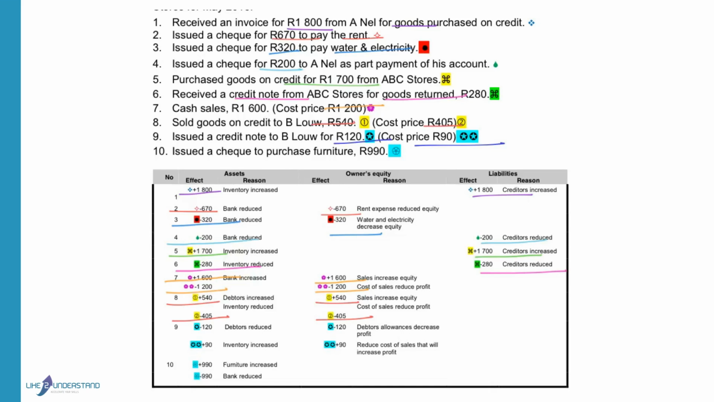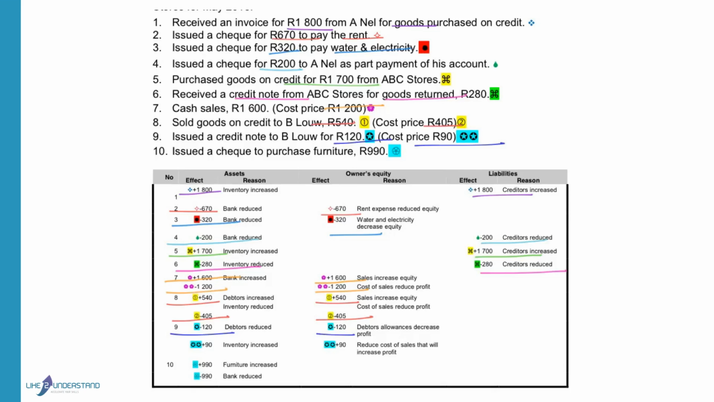So we will show that the debtors will reduce my assets at sales price, and debtors allowances reduces the original sales. So it means that it is an expense for the business because we're not going to make this profit anymore, so it will decrease owner's equity.